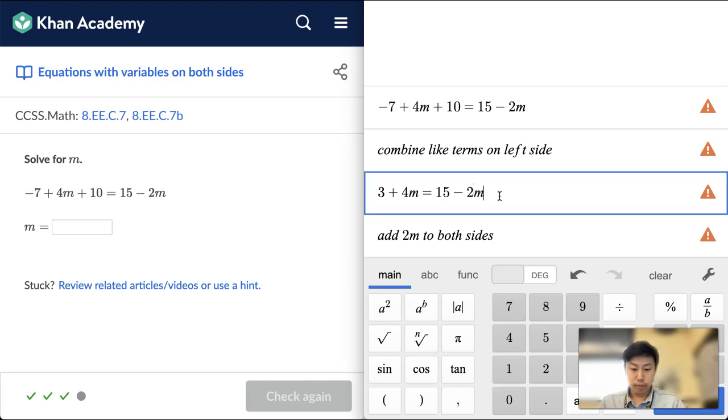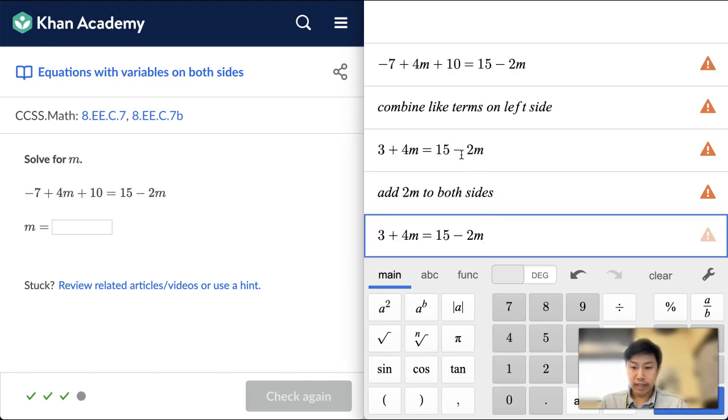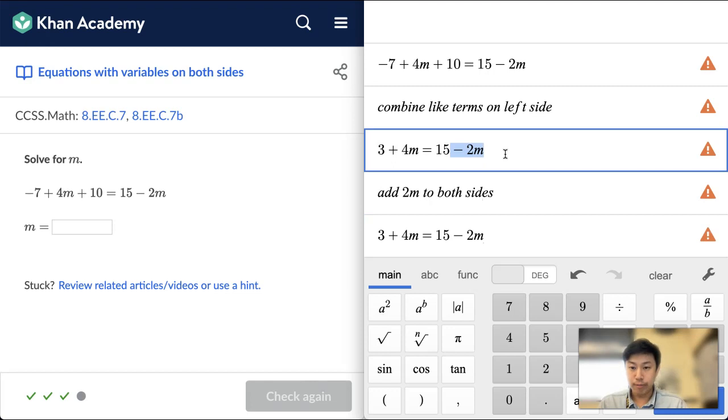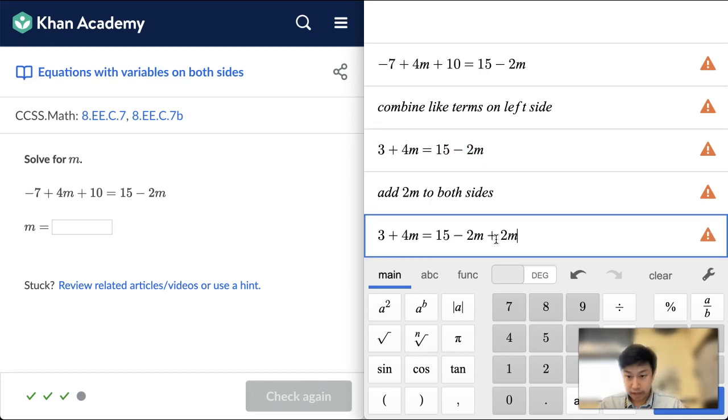If I add 2m to both sides, this stems from the minus 2m here. I'm doing the opposite of minus 2m. I'm going to add 2m like that, which means I'm going to add 2m on the left side like that. Keep it balanced. Okay, watch what happens. Negative 2m plus 2m, boop. And then 4m plus 2m is a 6m.